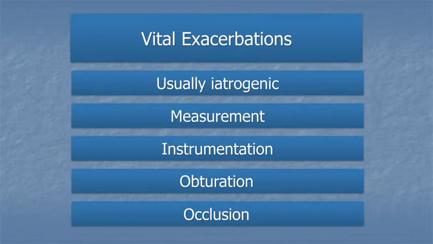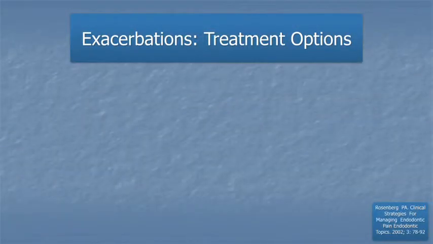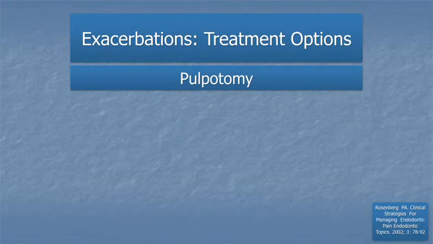The occlusion is another factor. If the patient leaves with a restoration that is slightly high in occlusion, it can be the cause of severe pain. There is good research that indicates that if it is possible, meaning no new restoration present, and you can reduce the occlusion, you would be well advised to do so. Here are our treatment options for exacerbations. A pulpotomy. Pulpotomy has been shown to be a highly effective procedure in treating a tooth with irreversible pulpitis.